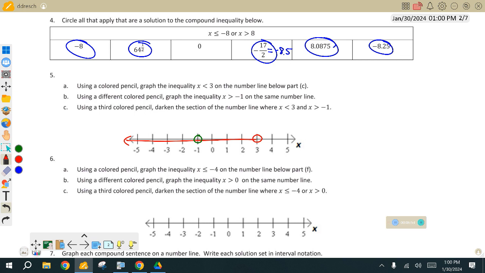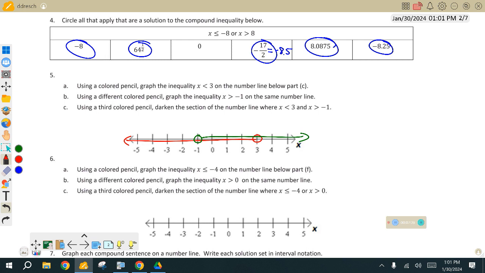Now, as I shade that to the right, what we're looking for here is, it says shade now with your regular pencil. Your regular pencil. It says shade where it's less than 3 and greater than -1. So what do they mean when it's less than 3 and also greater than -1?